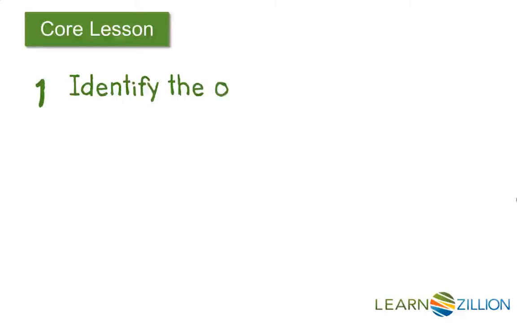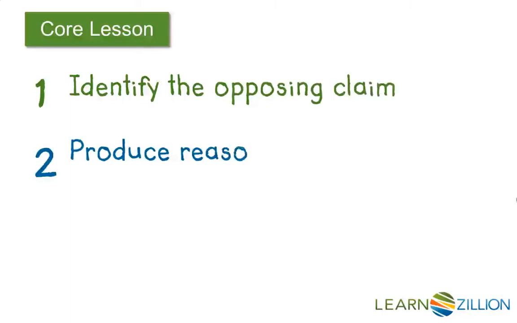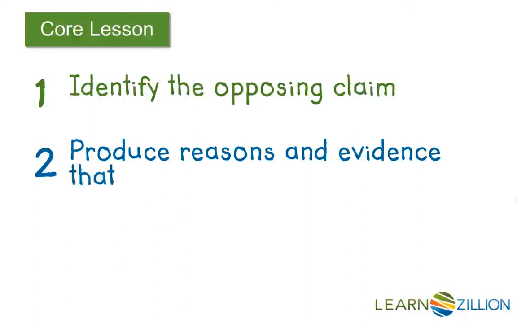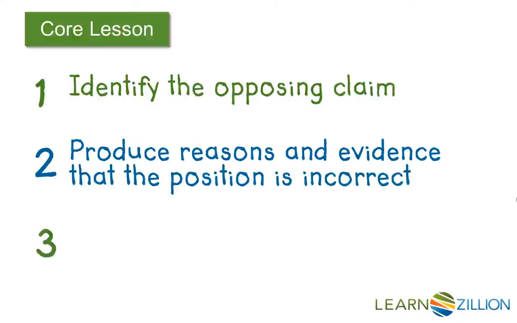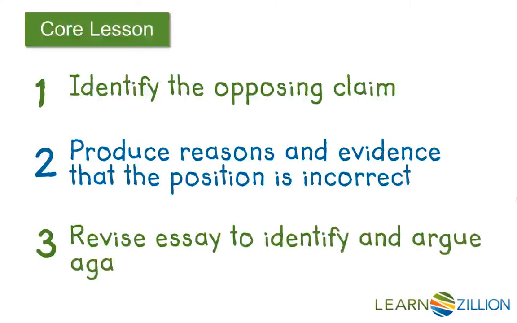First, we're going to identify the opposing claim. Then, produce reasons and evidence that that claim or that position is incorrect. And then finally, we're going to revise the essay to identify and argue against the opposing claim.